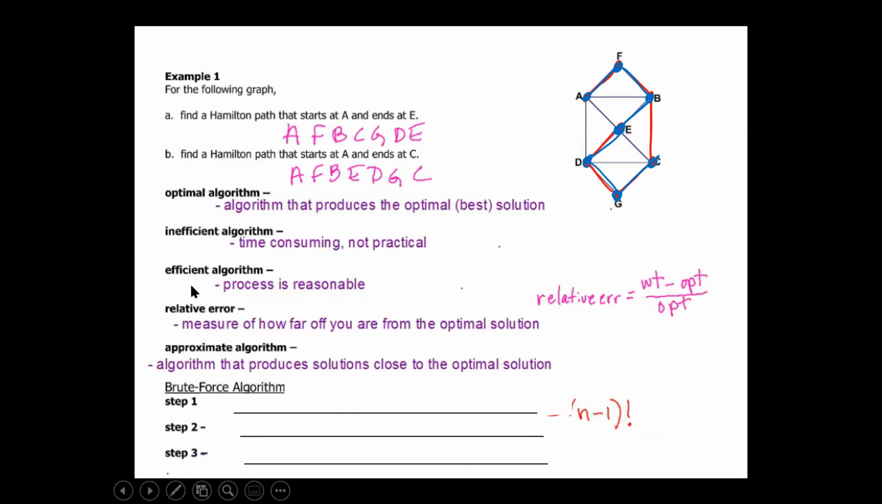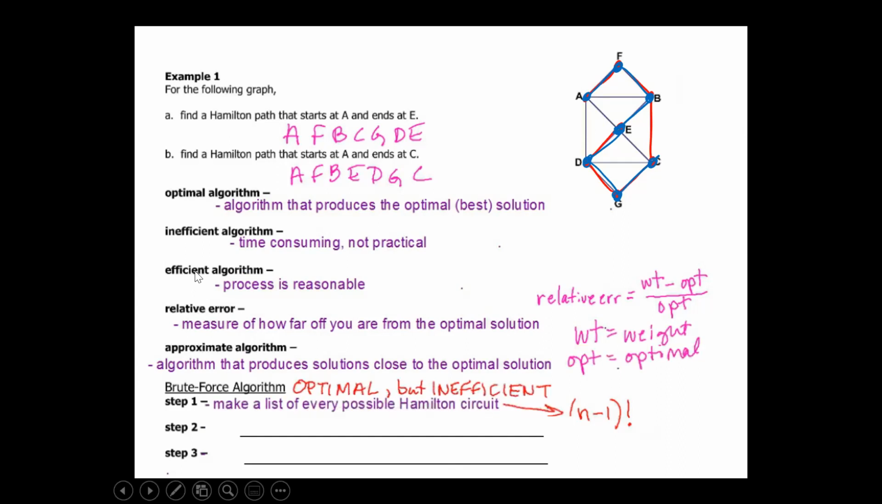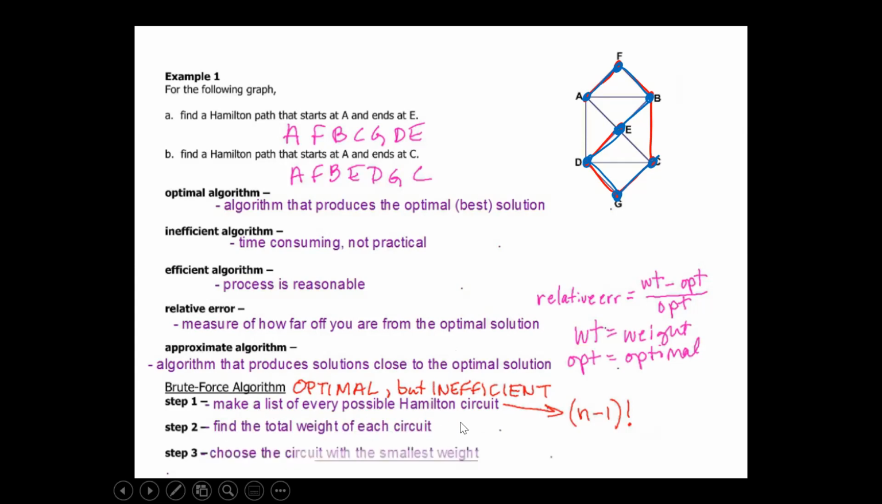Here are 3 steps for the brute force algorithm. The first step is to make a list of every possible Hamilton circuit, which is going to be long and extensive. Second step, find the total weight of each circuit. And third, choose a circuit with the smallest weight.